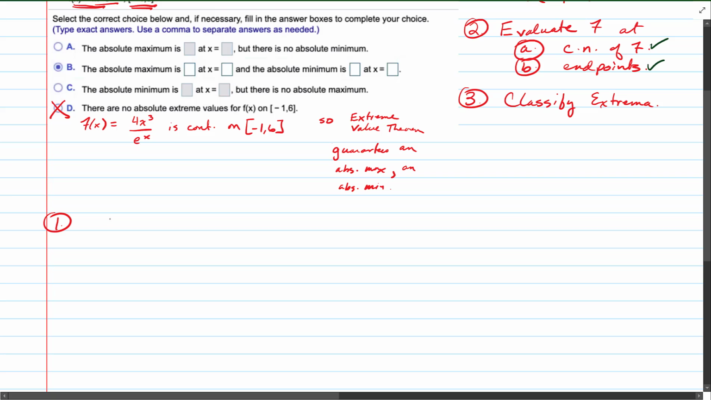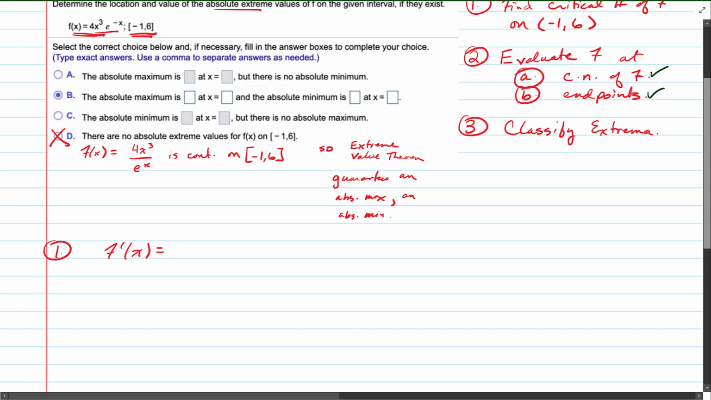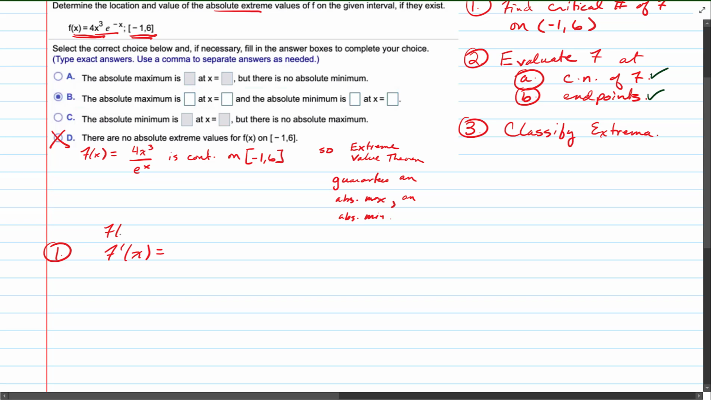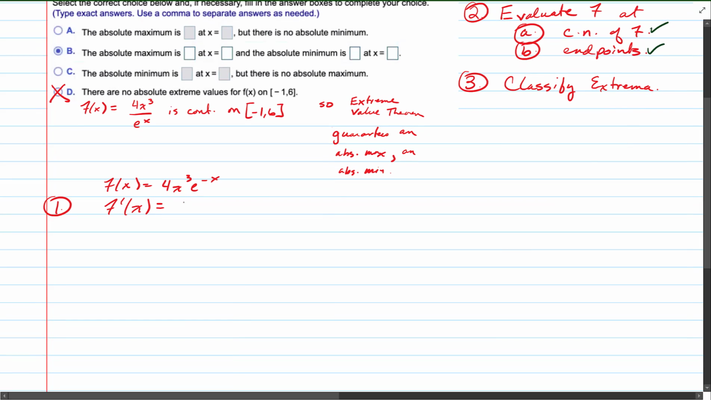So in step 1, we need to find our critical numbers on the interval from -1 to 6. To do so, let's look at f prime of x. I guess I should recopy the function. So f of x is the function 4x cubed e to the minus x. I'm going to use the product rule on this. There's many ways to find the derivative. So here's my first times the derivative of the second, where that -1 comes from the chain rule, plus the second function times the derivative of the first.